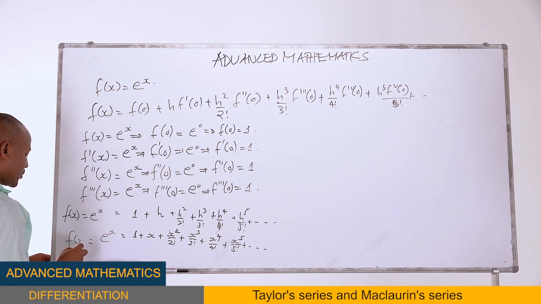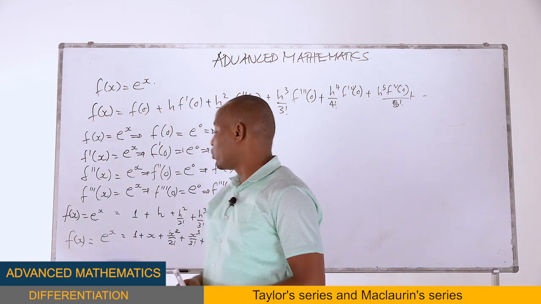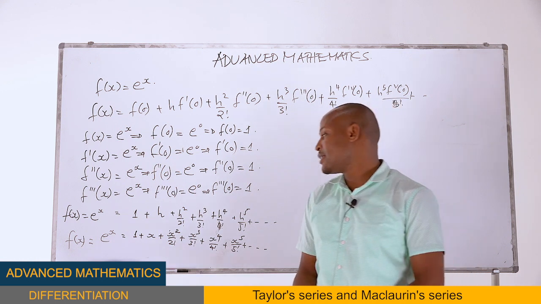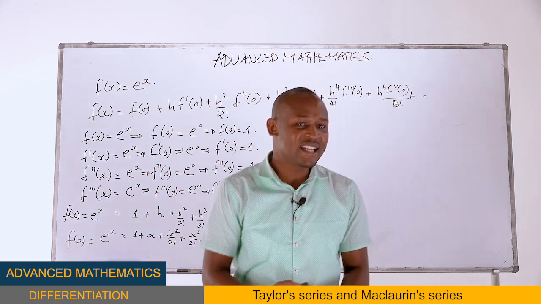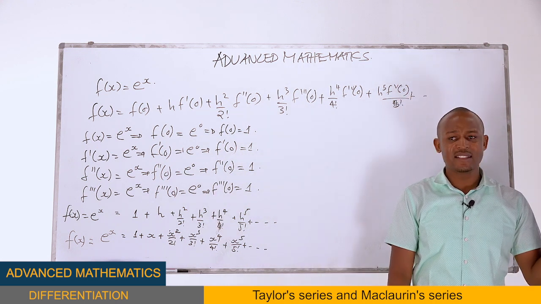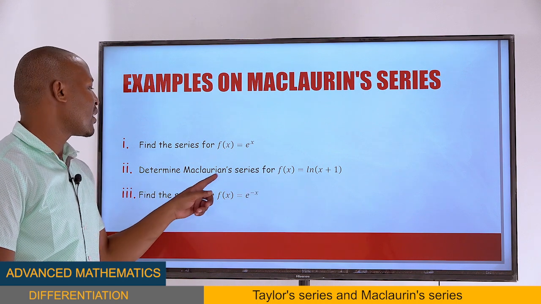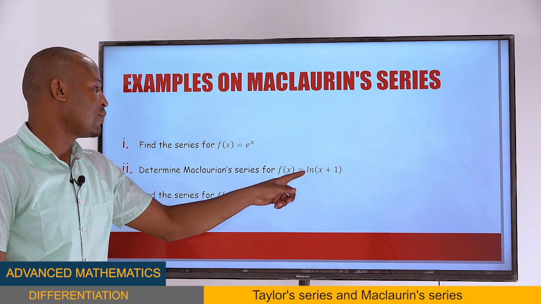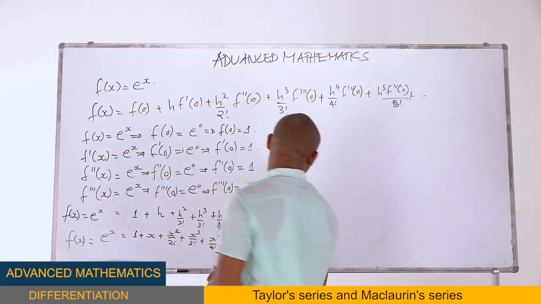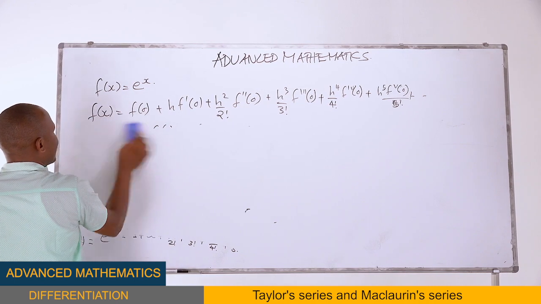That is the expansion by Maclaurin's series, and I do hope you have seen this somewhere. Now this is how it is found by the use of Maclaurin's series. Now let's check the next example, and let's see how it will look. The next example says determine the Maclaurin series for f of x equals natural logarithm of x plus 1. We have to determine that. Now it's fairly simple and very easy. I will just leave that there.